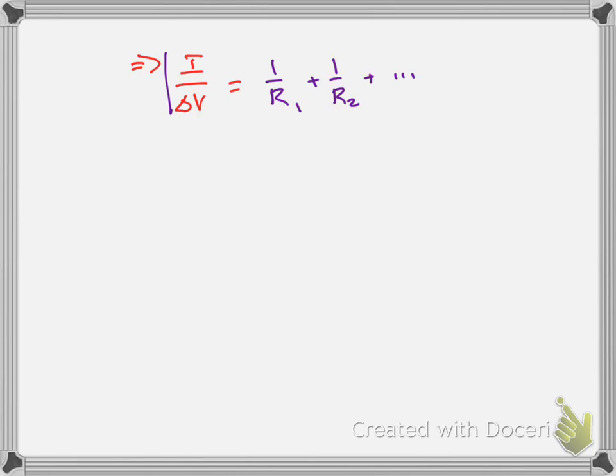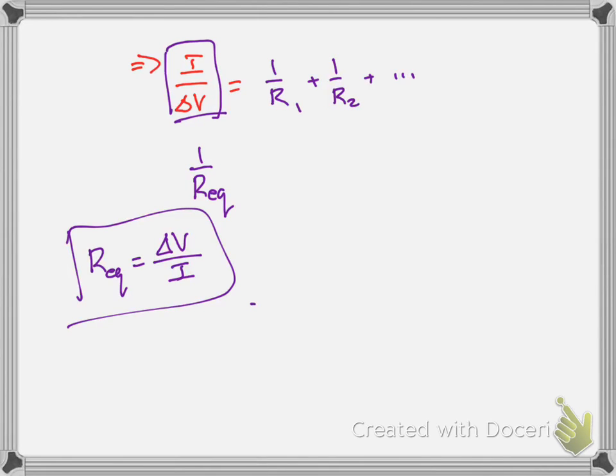And what is this quantity on the left? That is 1 over R equivalent, right? That is the total potential of the battery, right? R equivalent is defined by the total potential of the battery divided by the total current of the battery. So it's for the battery, right? It's the equivalent resistance if the battery was serving one resistor.